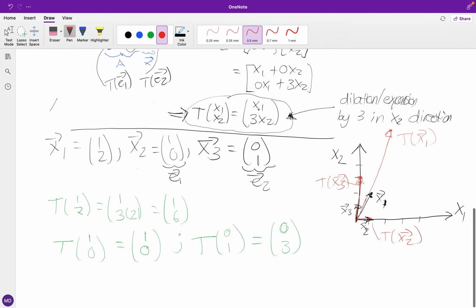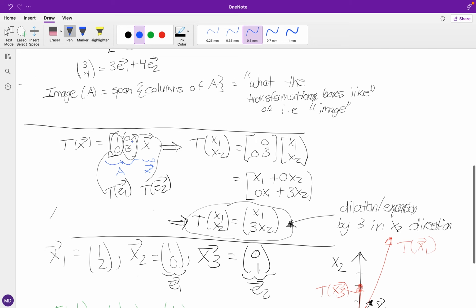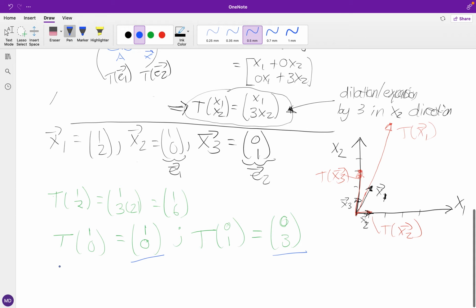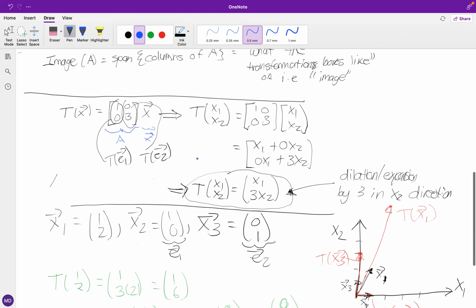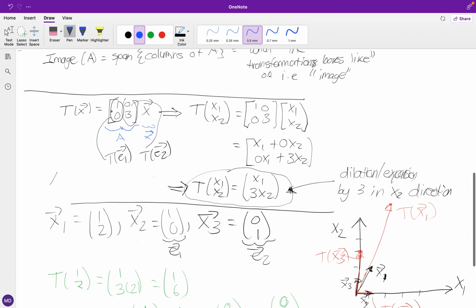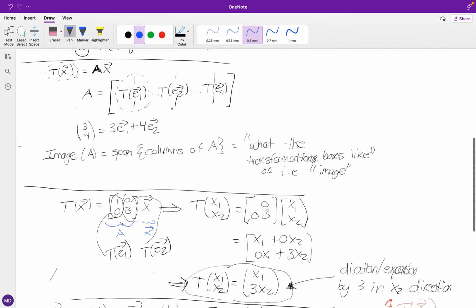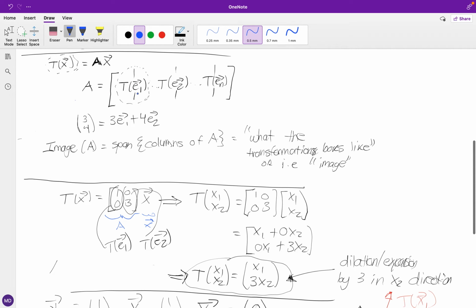And also something to notice is that the vectors here, 1, 0, and 0, 3, are precisely the columns of our matrix. And that is because this is really just t of e1, and this is really just t of e2. And if you look here, we said t of e1 is the first column, and t of e2 is the second column. That is the definition of the matrix for a transformation.